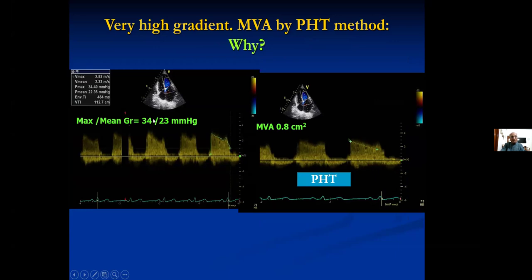And this gradient would not explain the presence of 1.2 centimeters squared at the mitral valve area, which according to the previous definition used to fall in the moderate category. But on CW, the mitral valve area by PHT was 0.8 centimeter. So this patient had markedly increased gradients, significantly decreased mitral valve area on this, and then the normal, increased mitral valve area on planimetry.